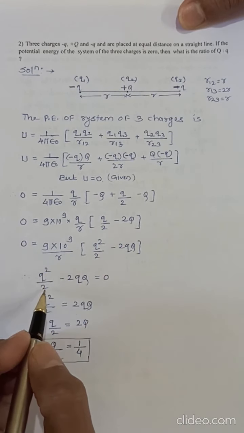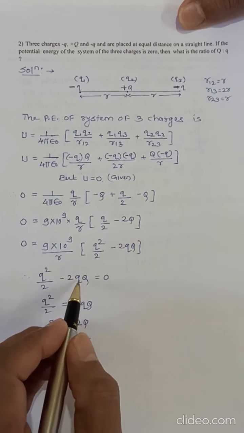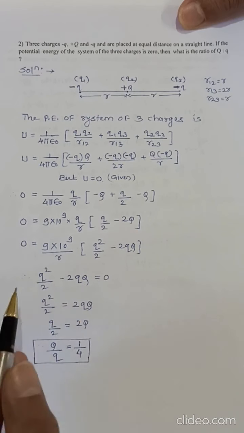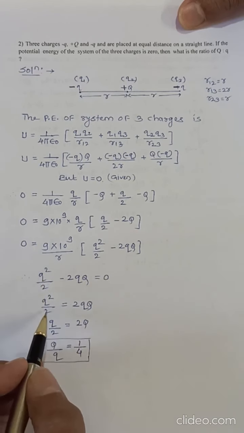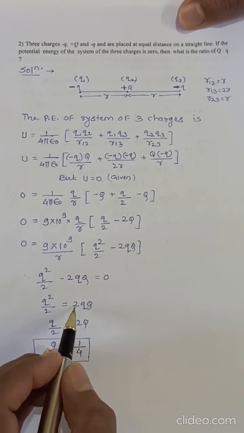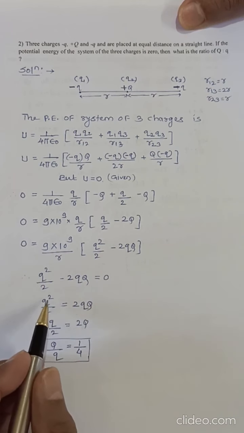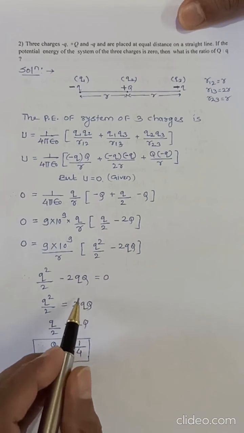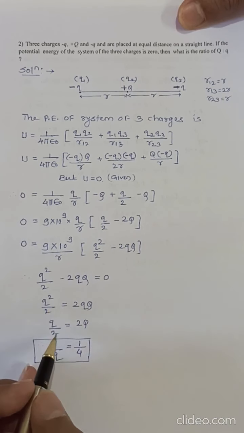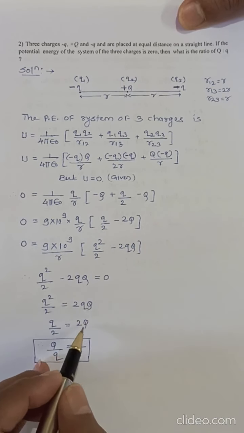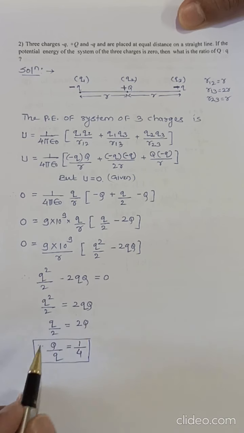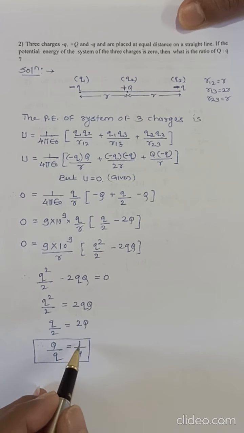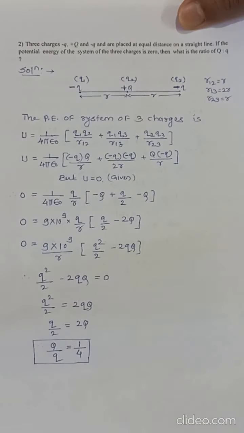q square upon 2 minus twice q into Q is equal to 0, or we say that q square upon 2 is equal to twice q into Q. q gets cancelled. q upon 2 is equal to twice Q, and therefore capital Q upon small q is equal to 1 upon 4. This is the solution of this numerical.